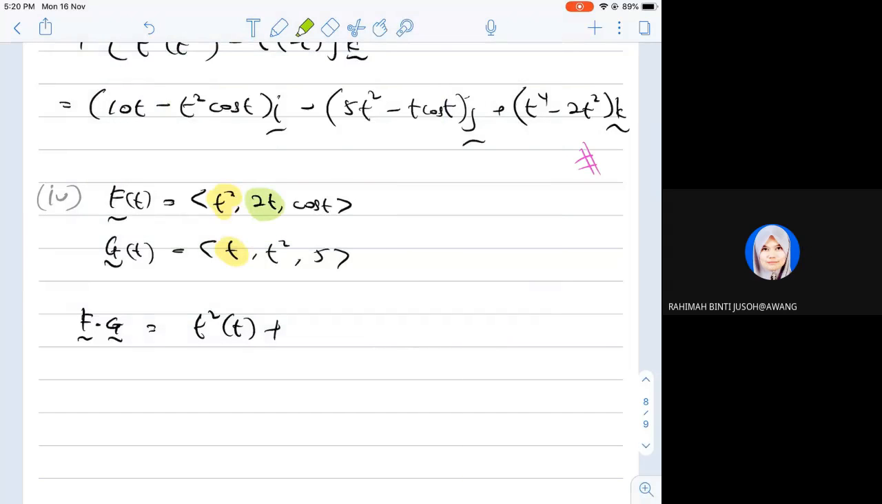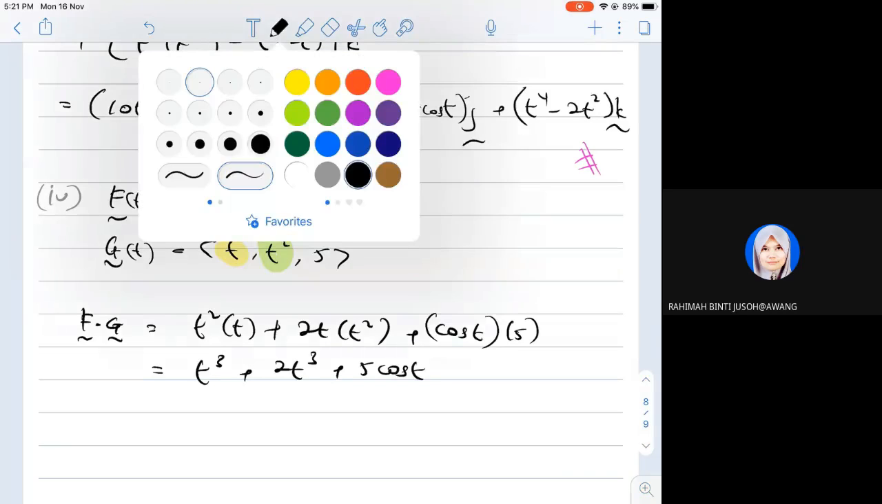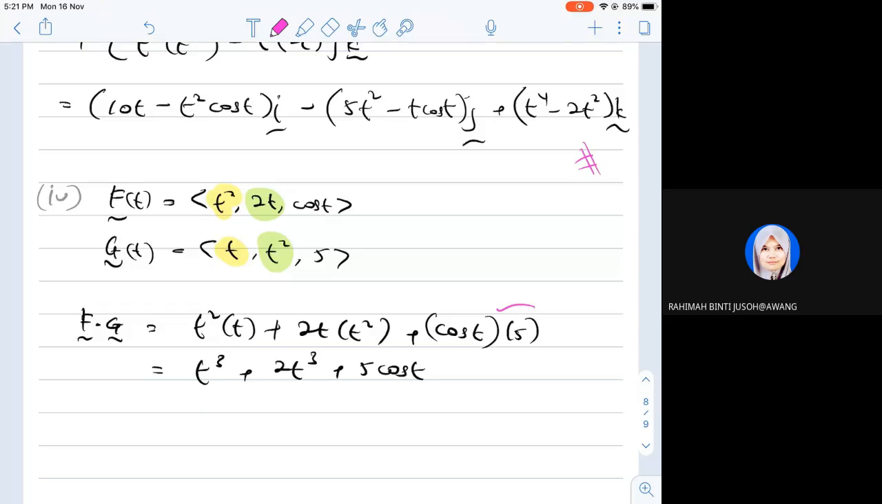Okay, and then next plus j multiplied by j, so we will have 2t multiplied by t squared, and then plus cos t multiplied by 5. So we will have t cubed plus 2t cubed plus 5 cos t. Okay guys, as I mentioned in chapter 1, you must not let the product cos t times 5 become 5t. Wrong. The 5 you have to bring to the front. If you do it like this it is wrong. This is a crime in mathematics. You cannot do like this. The 5 must be taken to the front. So we have 5 cos t.